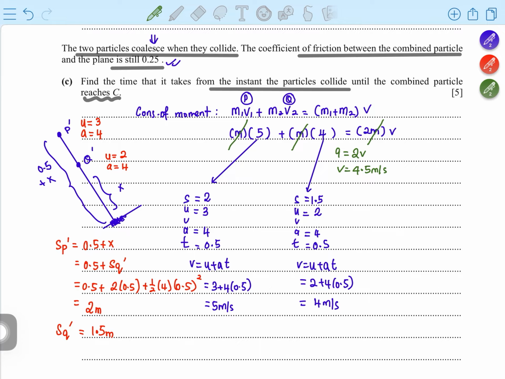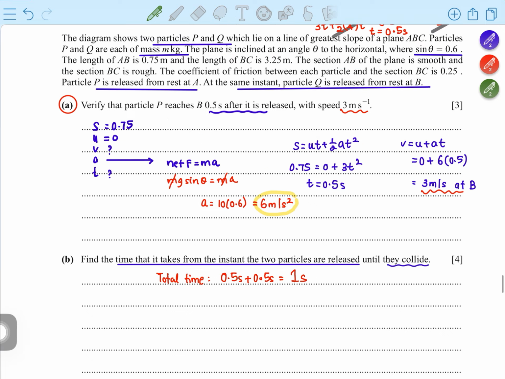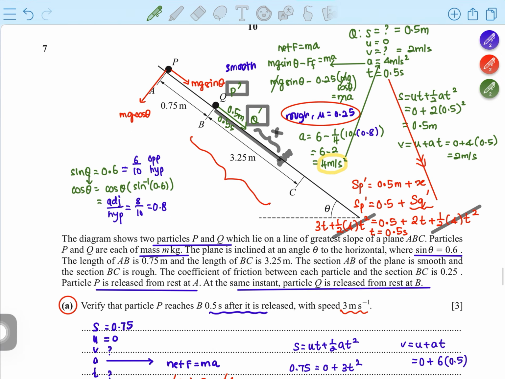Okay, what's next? What do I exactly want? The question is asking me to find the time it takes from the instant the particles collide until the combined particle reaches the C. So where is this C? C in the diagram is slightly at the bottom. Okay, let's go to the diagram. Okay, C is over here, correct? You can see the C is here, okay? So what is the balance distance you have? The collision is actually happening here, and you know the P prime has covered 2 meters here. So what is the balance length that we have here?